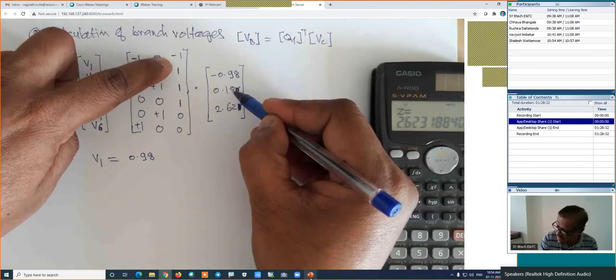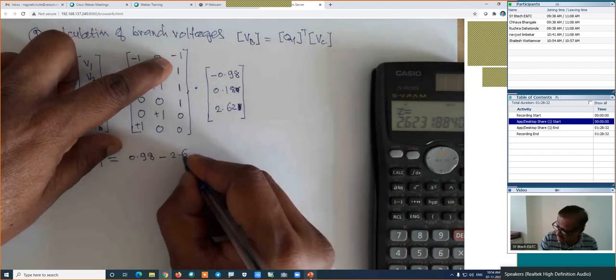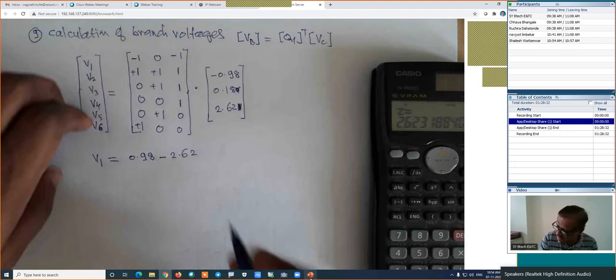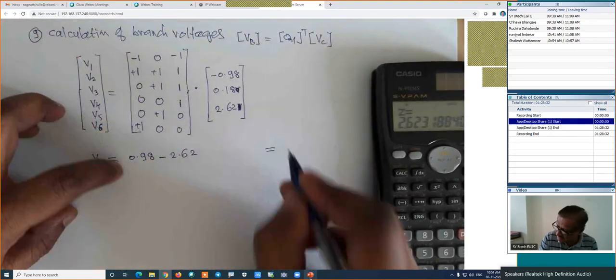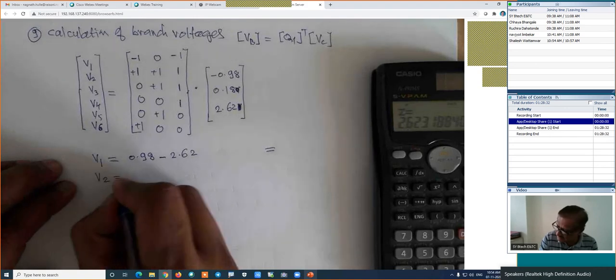This minus 1 into 2.62 means it will be minus 2.62. Is it right? I will complete this first. Then V2 is equal to, how is the V2?